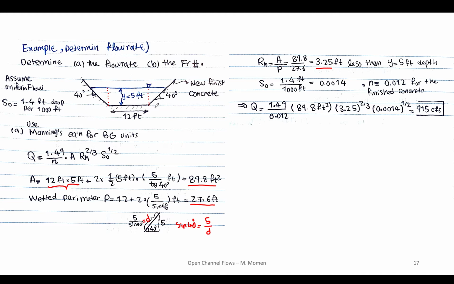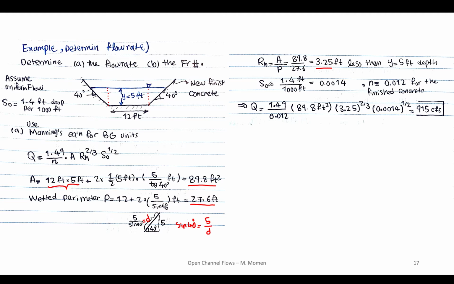But because we don't have a rectangular channel here, the hydraulic radius, because of these two triangles, which is kind of the effective depth of the fluid, is going to be less than the depth of the fluid, which is 5 foot. So it's going to be 3.25 foot.